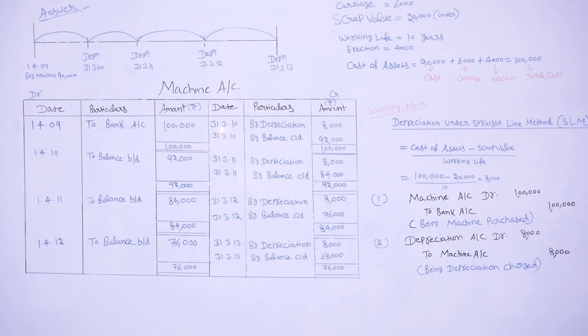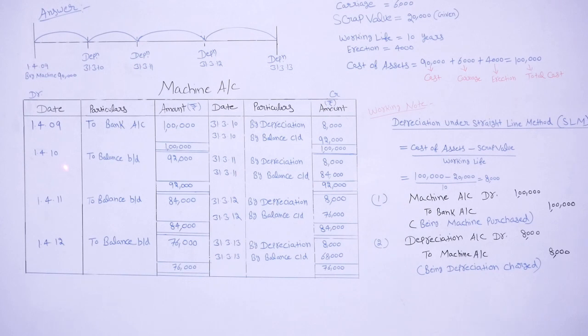And now we have to charge depreciation on 31st March 2010. Then what will be the entry? The entry will be depreciation account debit to machine account, being depreciation charged. Why are we debiting the depreciation account? Because depreciation is an expense. On 31st March 2010, by depreciation 8,000. On 31st March 2010, by balance carried down 92,000. After charging depreciation of rupees 8,000, the machine value will be 92,000 at the end of the year. This balance will be brought down to the next year.